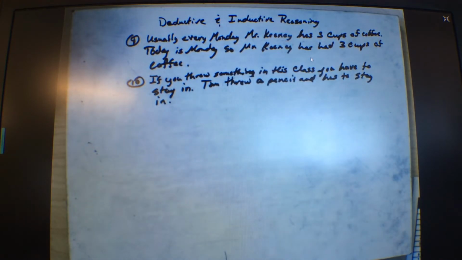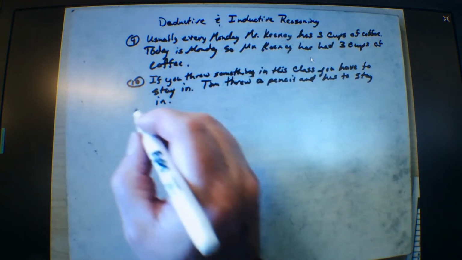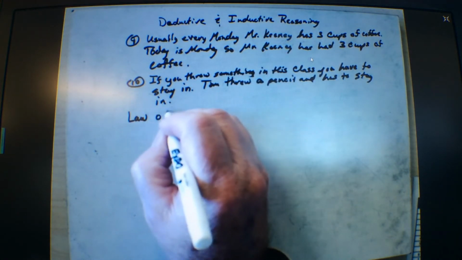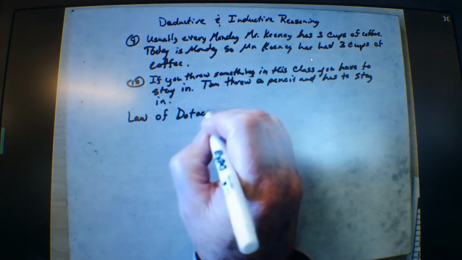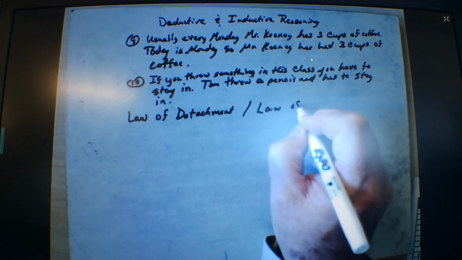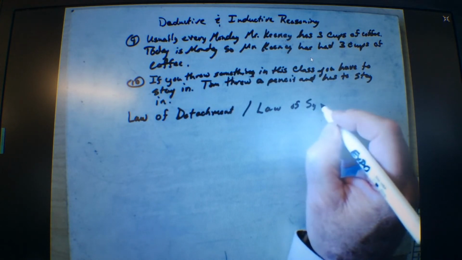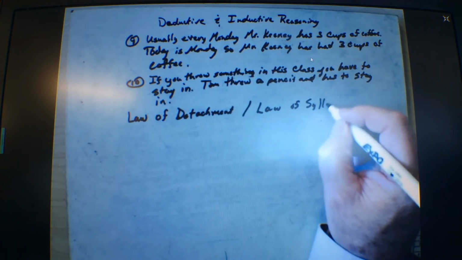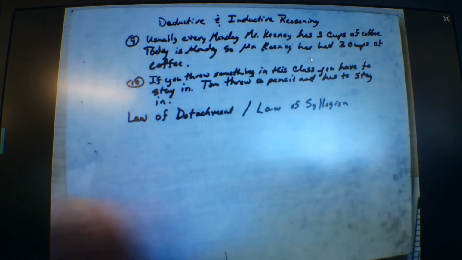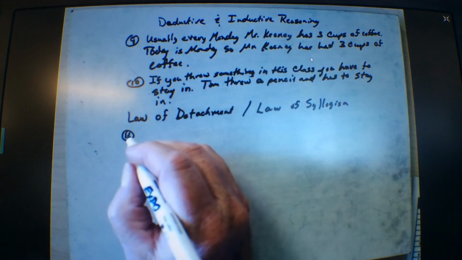Let's try one. Maybe I better put them up here at the top. Law of detachment versus law of syllogism, right? They might need some help spelling this one. I have them in the directions, and you might have to make a conclusion too, right? So let's take a look at this one. This is number 11, correct?